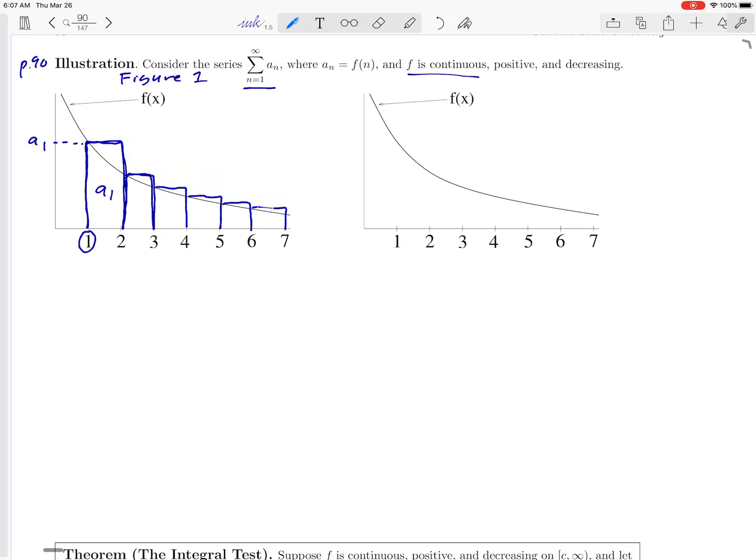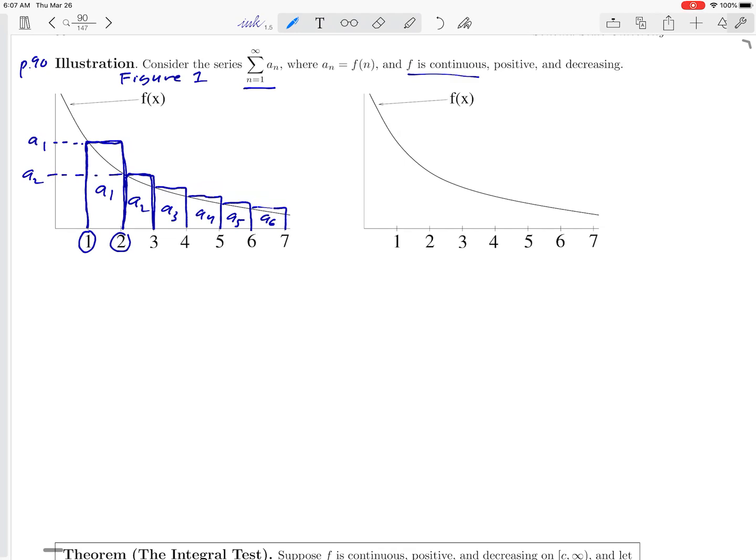Okay, and if you move on to the second rectangle now, it touches the curve at 2, so its height is actually a2, which means that its area is a2 times 1, or a2. And this pattern continues. Every rectangle has an area that's equal to one of the terms in our series.